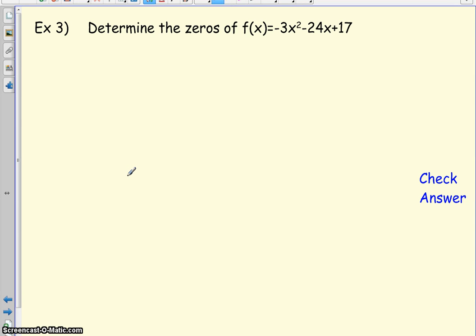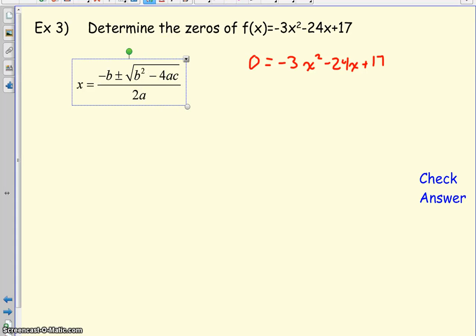So here's one. It's just a straight up function, and it wants you to find the zeros. Remember, if you want to find the zeros, it means you're setting y equal to 0, the whole function equal to 0. So you have 0 equals negative 3x squared minus 24x plus 17. Again, always check to see if it factors first, because it'll be a little bit faster than using quadratic formula. Once you find out that it doesn't factor, go ahead and use quadratic formula.